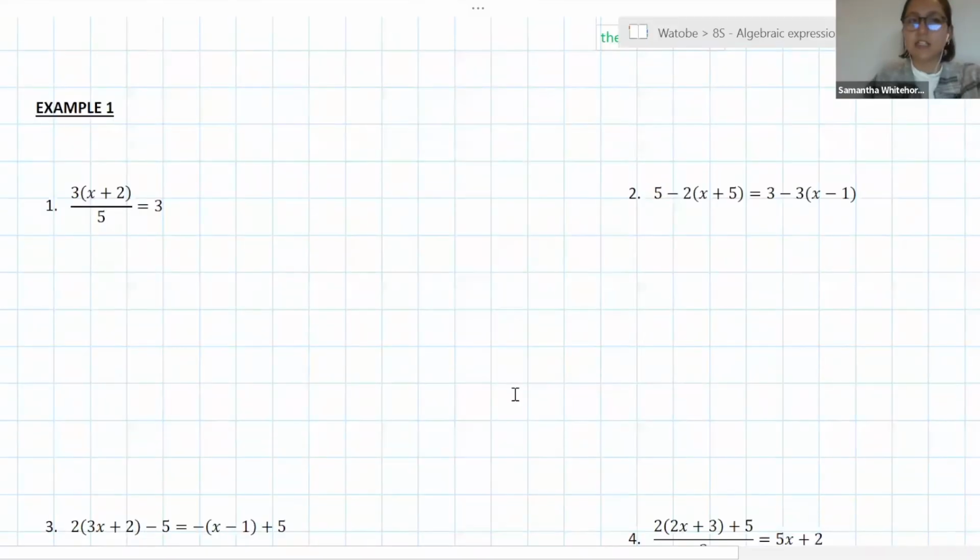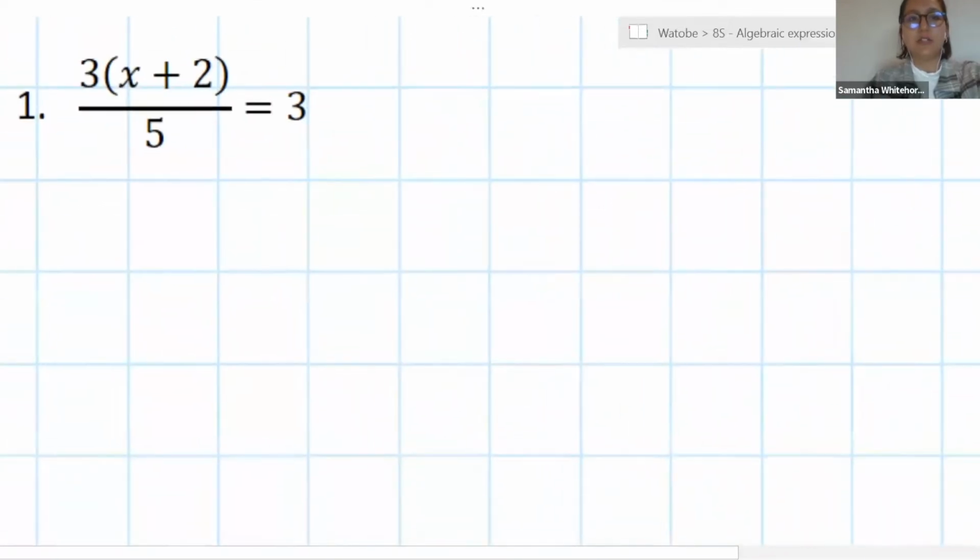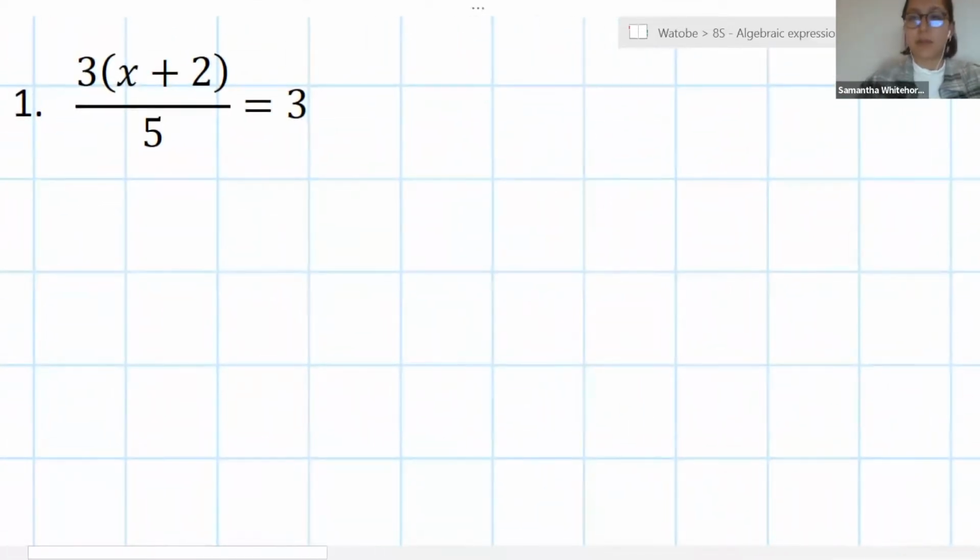Let's jump straight in. So our first example, we've got a fraction here. Now remember, we're doing equations, we're solving equations. And we've got a fraction here of 3 times (x plus 2) over 5 is equal to 3. Okay, so we're going to run through this one to start with, and then we'll let you go and try one by yourself.